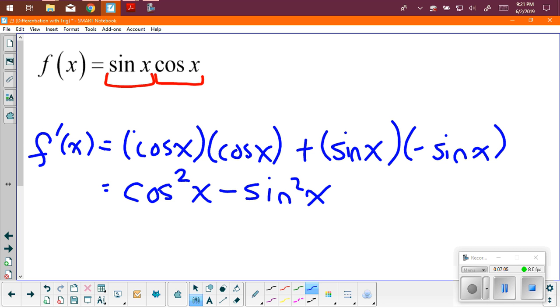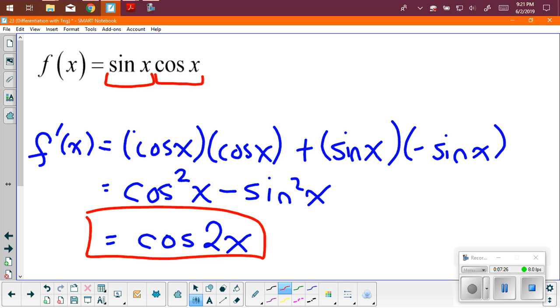Now take a moment, and maybe this will be a good place to pause for a second. Go to that list of identities you have. Does cos squared x minus sine squared x look familiar at all? Okay, and if you dig a little bit, you will find that that is actually cos of 2x.